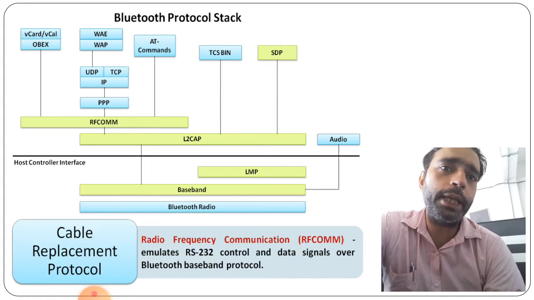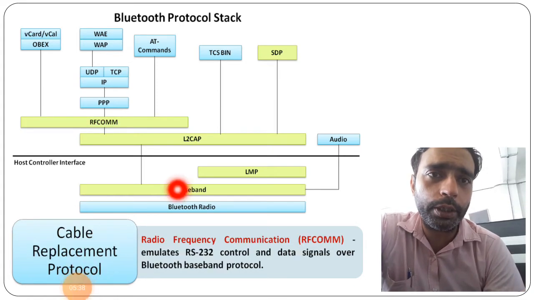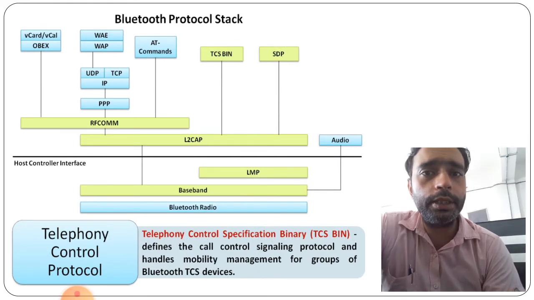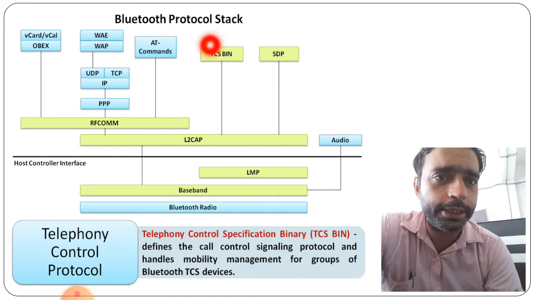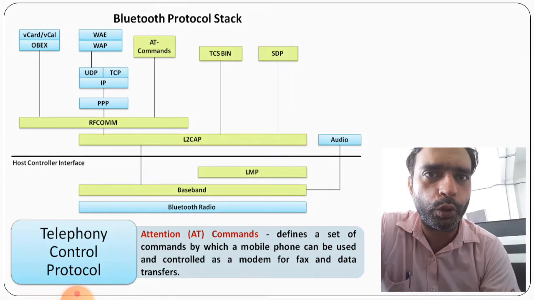After the Bluetooth protocols, up to the service discovery protocol, now next is the cable replacement protocol, which starts here. After this is the telephony control protocol. In telephony control we have TCS BIN, and next the attention commands are also part of the telephony control protocol.